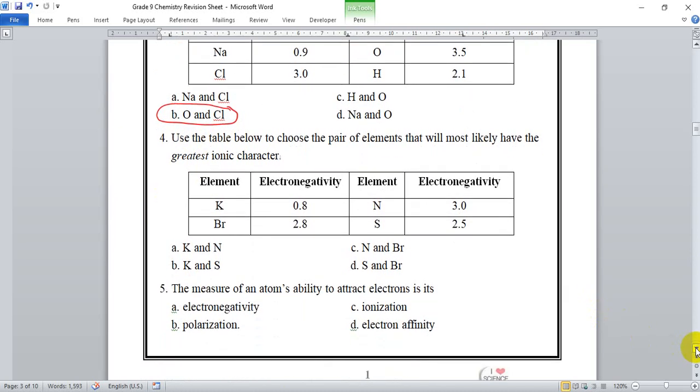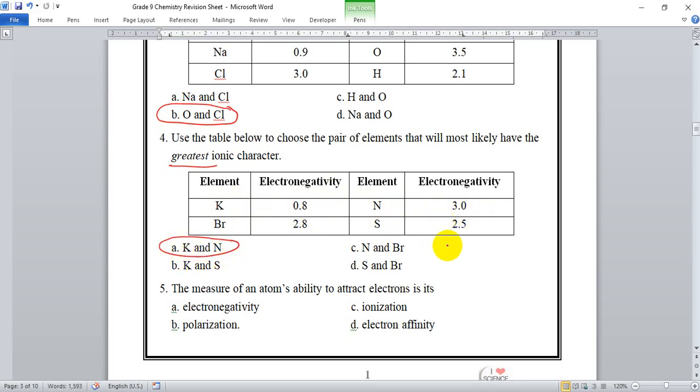Question number 4. Use the table below to choose a pair of elements that will most likely have the greatest ionic character. The greatest ionic character means the greatest difference in electronegativity. If you find the difference between any two elements, you will find that the difference between potassium and nitrogen, 3 minus 0.8, will be 2.2. So the largest difference is between potassium and nitrogen, so choice A.